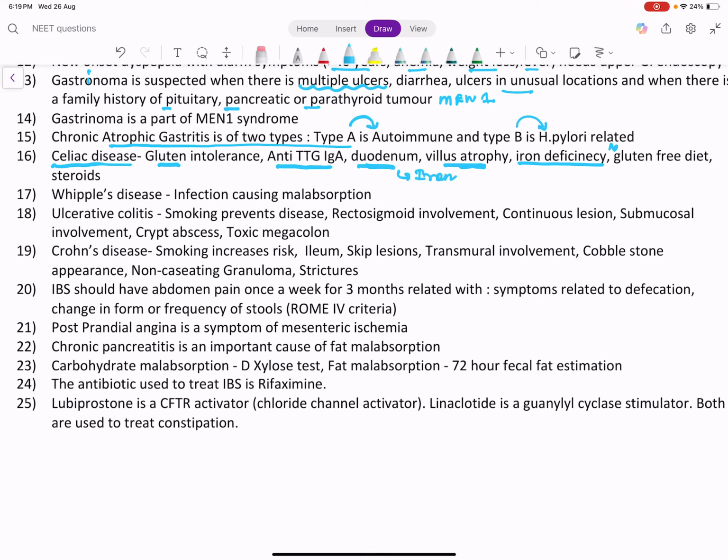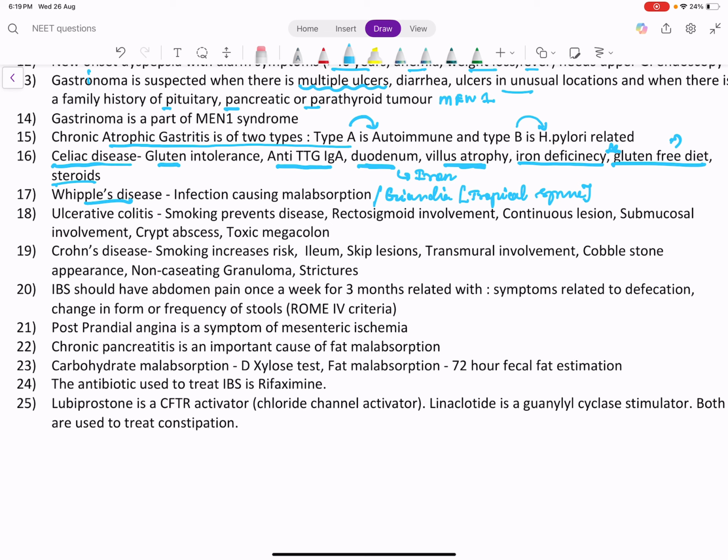How will you treat? Gluten-free diet is the first step. We can use steroids. Now another infection which causes malabsorption is Whipple's disease. Of course, there are other infections also which can cause malabsorption, like Giardia. So presence of these worm infestations, we call it as tropical sprue. So these are some infections which cause diarrhea.